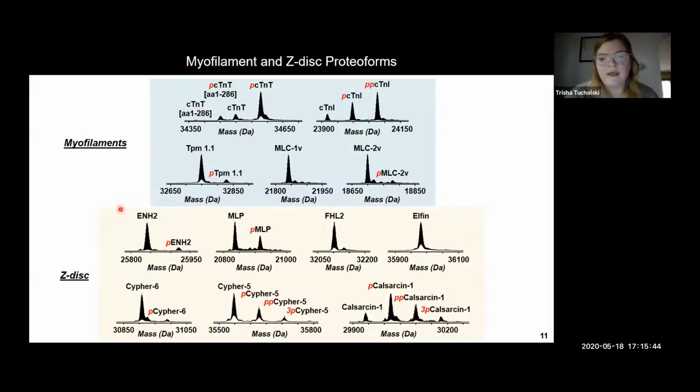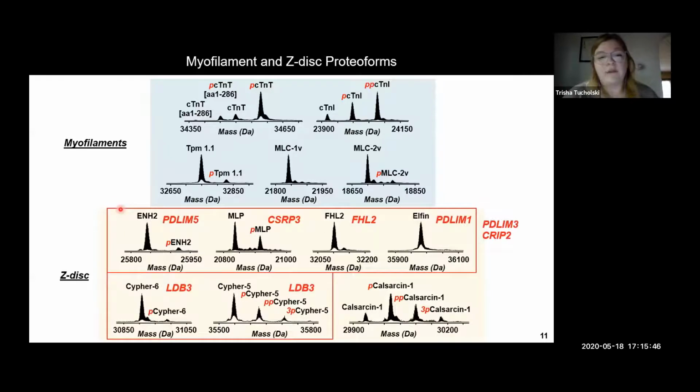So you can see that I'm highlighting a few of the LIM domain proteins, because these were very well represented among the proteins that we were able to detect with this method. And not shown here, but PDLIM3 and CRIP2 were also among the proteins we were able to detect and measure.